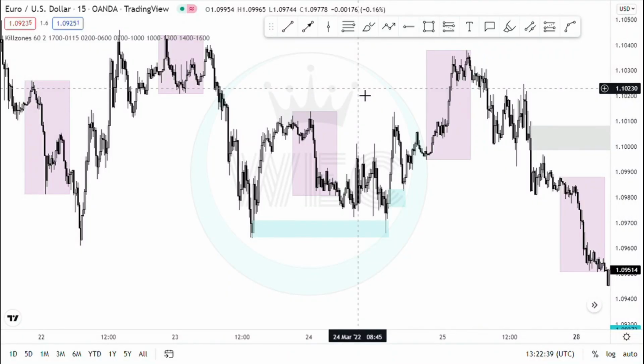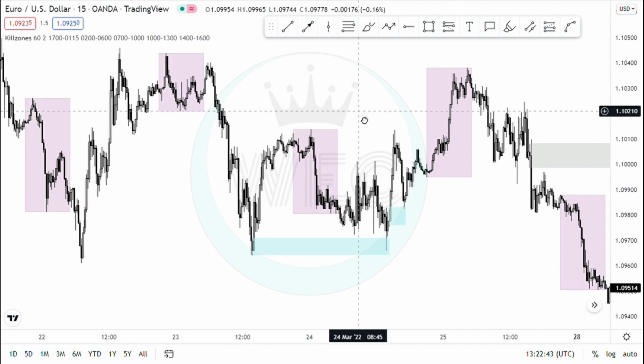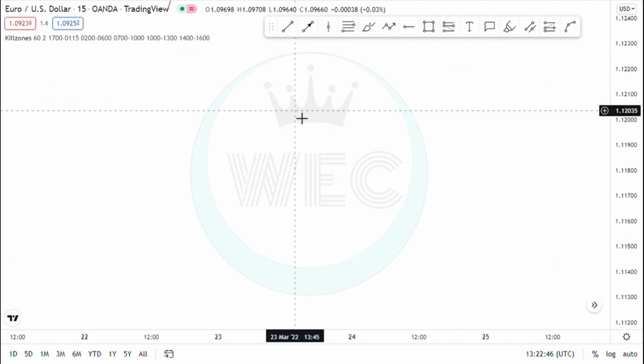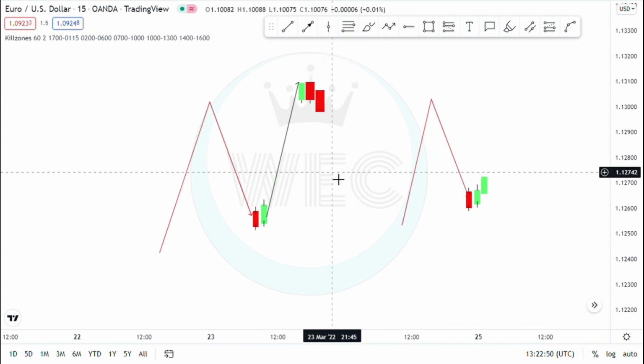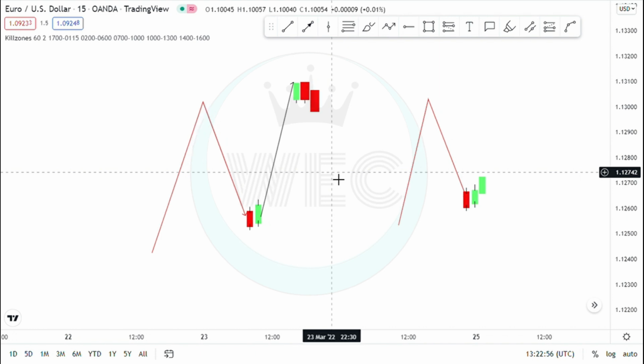All right, so welcome back to the chart, guys. Let's quickly look at what we have for today. Let me begin with this pictorial drawing right here. Just be patient. Then after that, I'm going to show you real life examples on the chart.